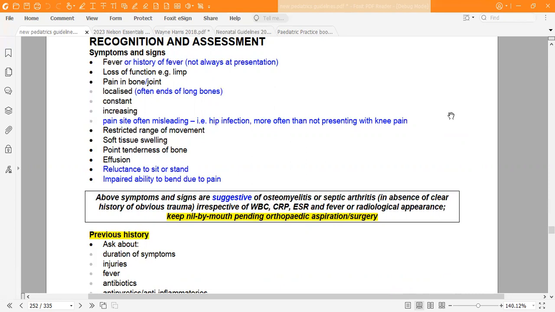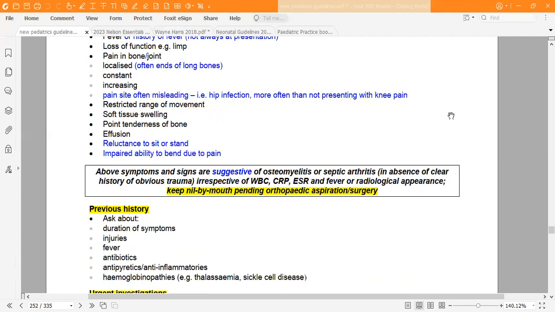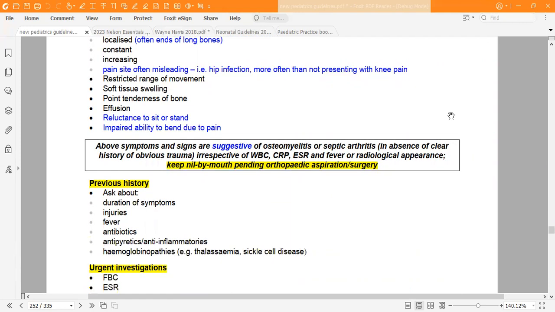Okay, a restricted range of movement, soft tissue swelling, bony tenderness of bone, effusion, reluctance to sit or stand, impaired ability to bend due to pain. Okay, we have a note in this box saying the above symptoms and signs are suggestive of osteomyelitis or septic arthritis in absence of clear history of obvious trauma, irrespective of WBC, CRP, ESR, and fever or radiological appearance. Keep nil by mouth pending orthopedic aspiration or surgery.